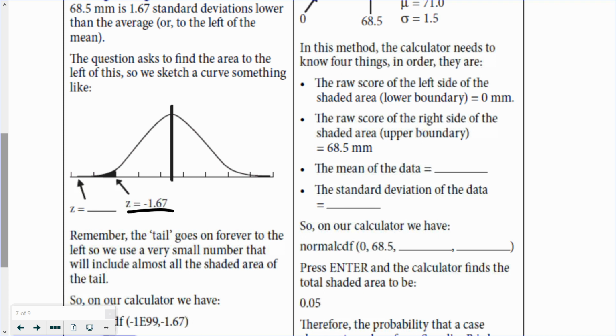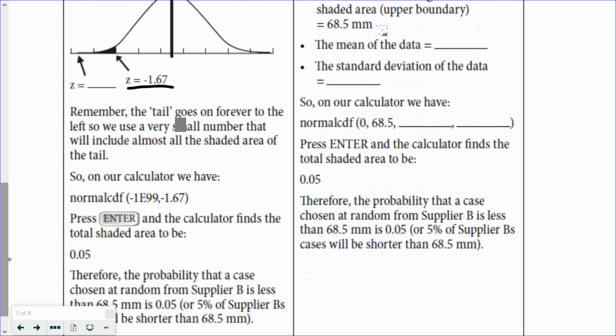So what we want to put in the calculator, since that tail goes on forever, is you want to make a very small number that will include all of the shaded area of the tail. So you can put negative 10 billion. I think still if you put negative 100 as the left end of the tail, or negative 10 even, should be good enough. And then negative 1.67.